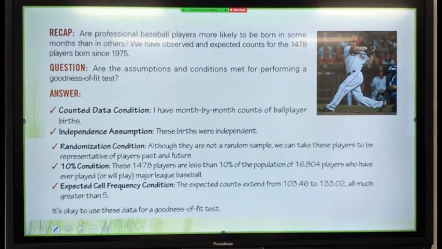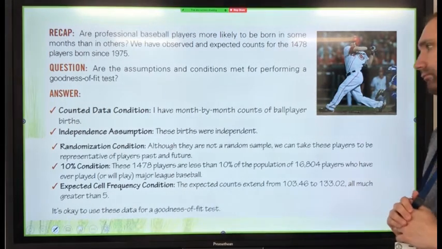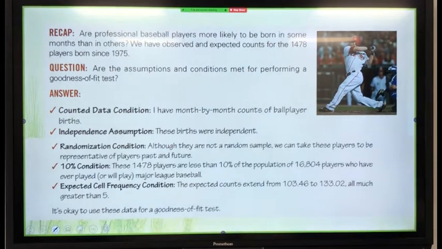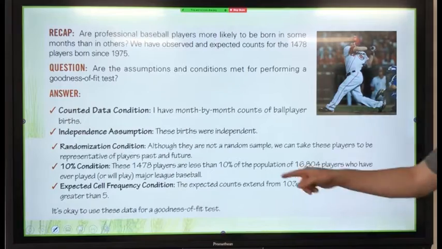I'm not using any proportions or percentages. Independence assumption. These births are independent from one another. That makes sense. Randomization condition. Although they are not a random sample, we can take these players to be representative of players past and future. 10% condition. These 1,478 players are less than 10% of the population of 16,804 players who have ever played Major League Baseball. So we meet that condition. And expected cell frequency condition. The expected counts are greater than 5.